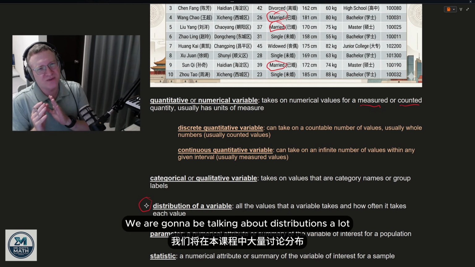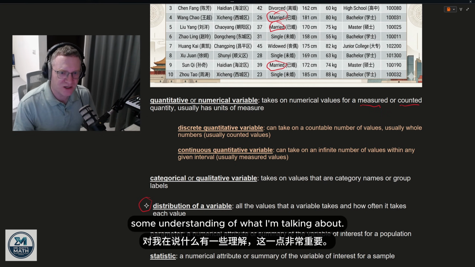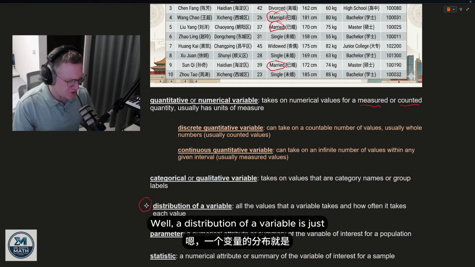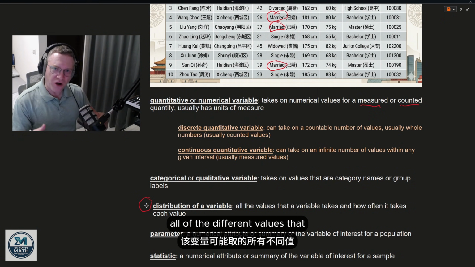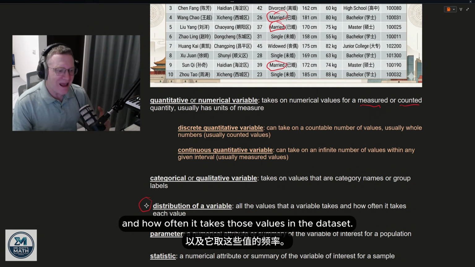We are going to be talking about distributions a lot throughout this course. So it's very important that every time I say that word, distribution, that you have some understanding of what I'm talking about. Well, a distribution of a variable is just all of the different values that that variable might take and how often it takes those values in the data set.